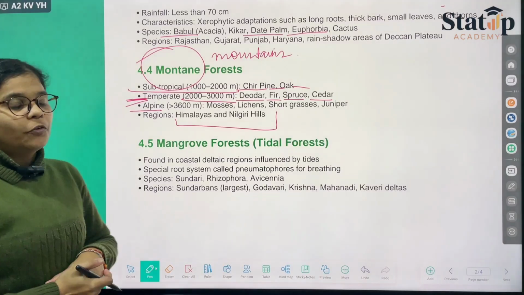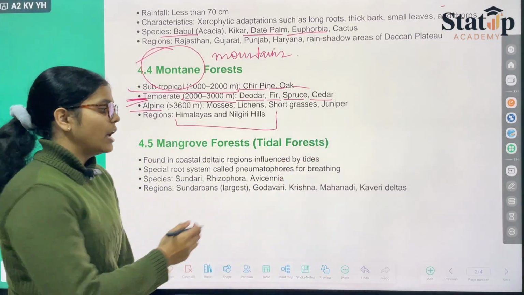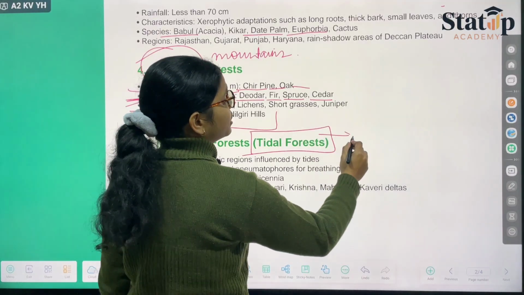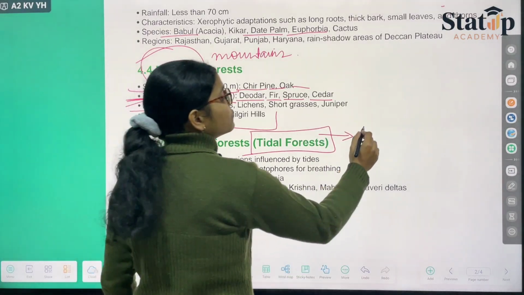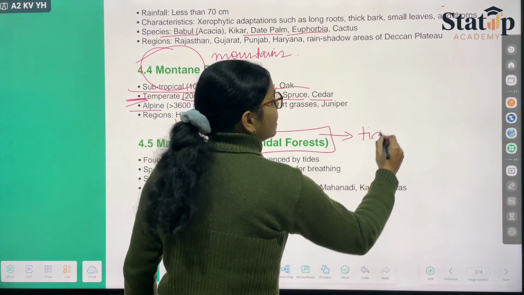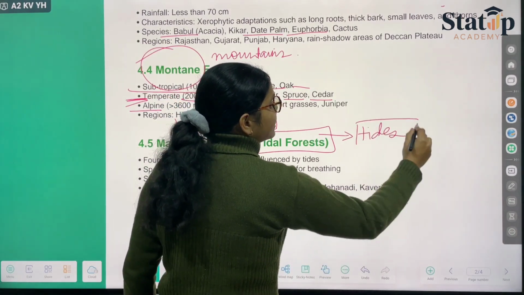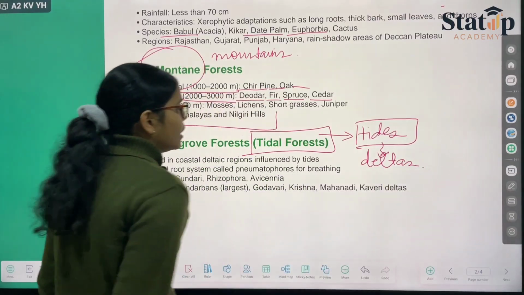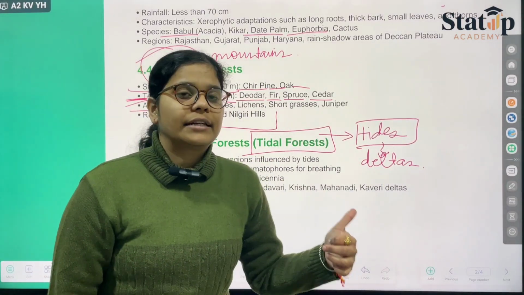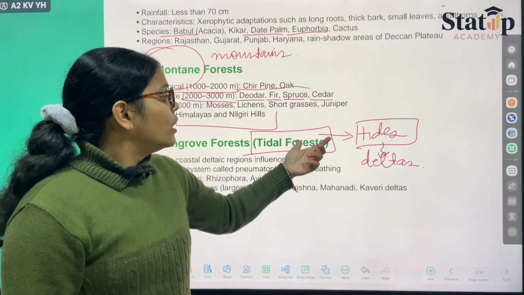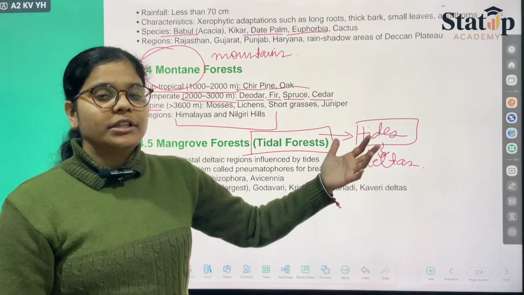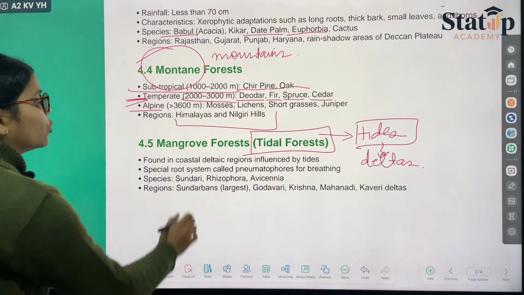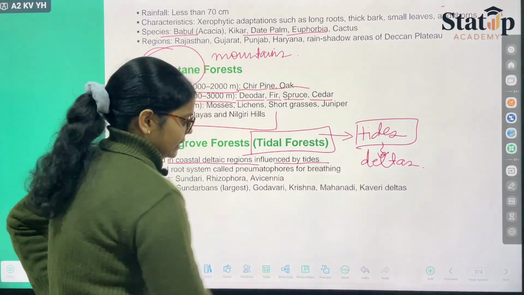Then we have the mangrove forest or the tidal forest. Again, another name could be asked in the exam. Therefore, you need to learn about this. Tidal forest means found in the areas where tides are there, and tides are found in the areas where there are deltas. So basically the most important delta that we know is the Sundarban delta. So tidal forests are basically found in the deltaic region of the Sundarbans delta. Then they are found in the coastal deltaic regions influenced by the tides.